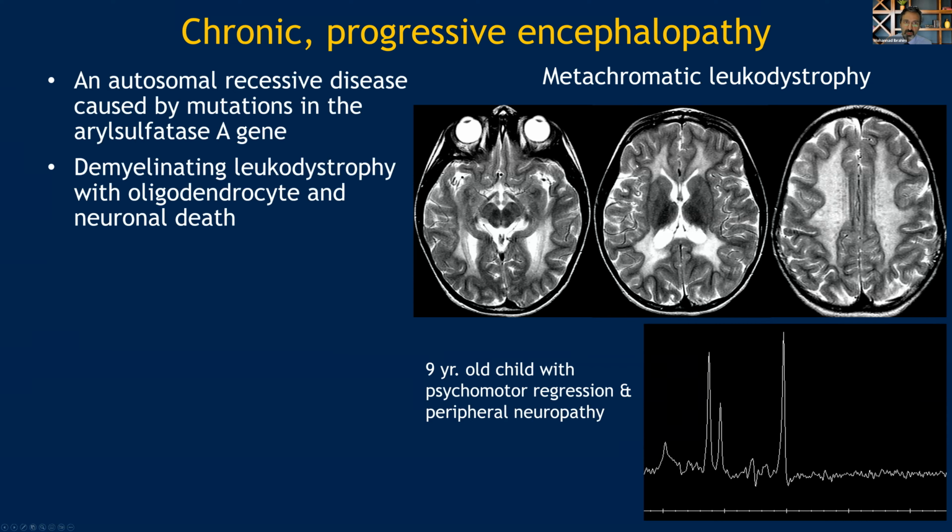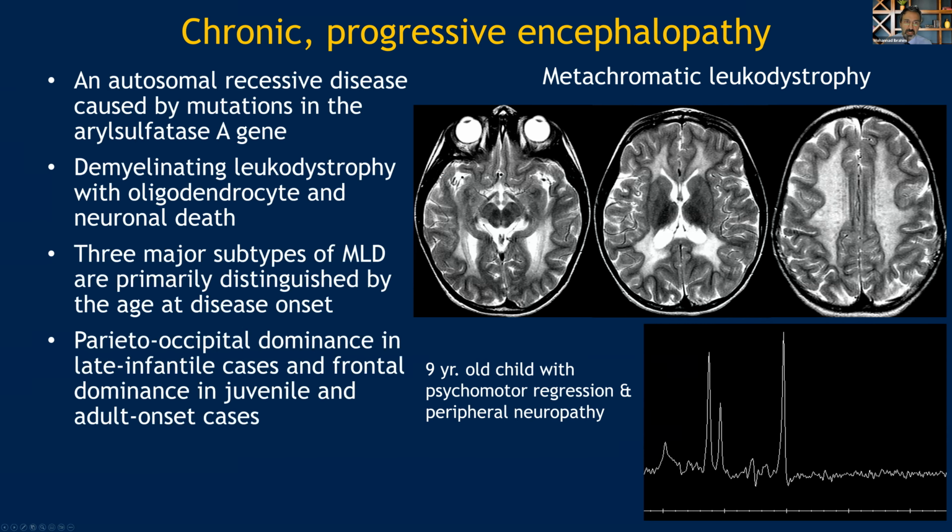This is an autosomal recessive disease caused by mutation in the arylsulfatase gene and results in demyelinating injury to the cerebral white matter with oligodendrocyte injury. There are three major subtypes depending on the age of onset, and then the most common presentation is having a parieto-occipital dominance in early infantile cases, but there's frontal dominance in later presentation.